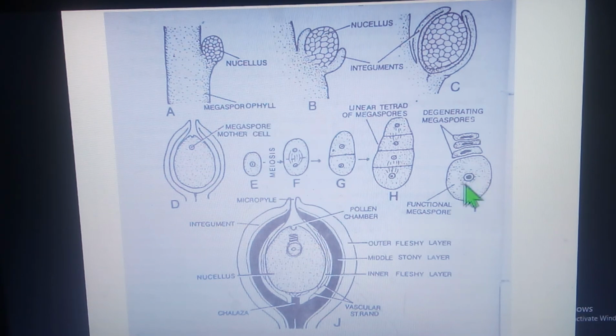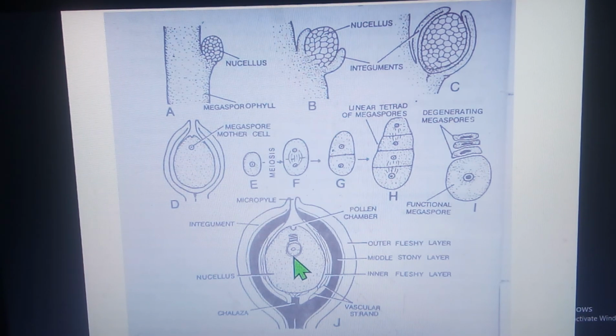Now this functional megaspore is regarded as the first cell of the gametophytic generation, and it remains embedded inside the nucellus and develops into the female gametophyte. So this is how the ovule develops.